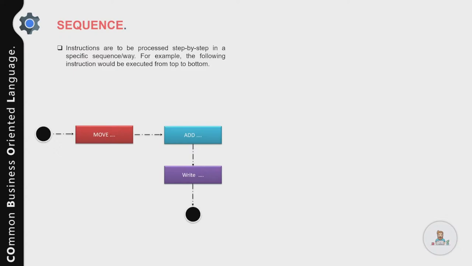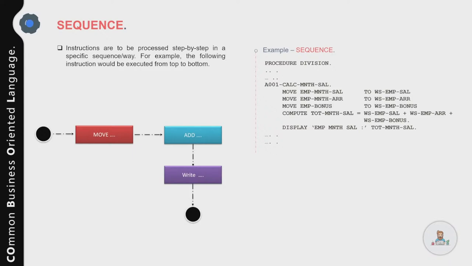In sequence, the instructions are processed or executed in a specific order or sequence, that is step-by-step execution. For example, the following instructions will be executed from top to bottom. So in the following diagram, first of all, the MOVE statement will be executed. Thereafter, you have the ADD statement, which will be executed. And at last, you'll be executing the WRITE statement. Now, let me showcase an example so that you can understand how exactly the statements are executed in a sequence. So in this example, we have a procedure division, which is extracted from an actual program.